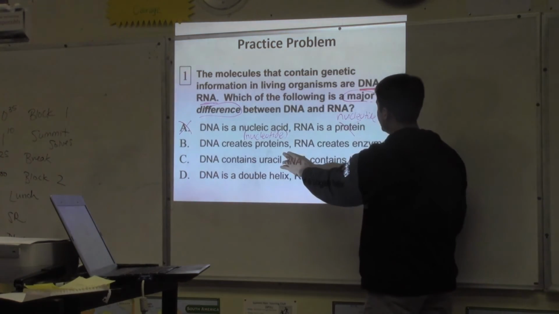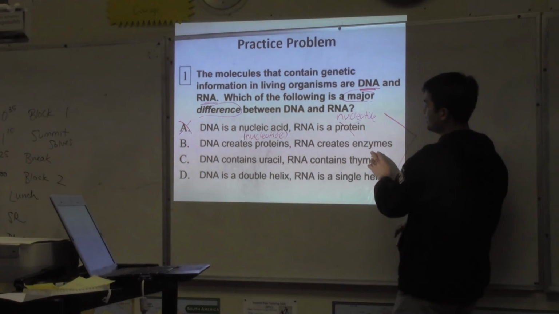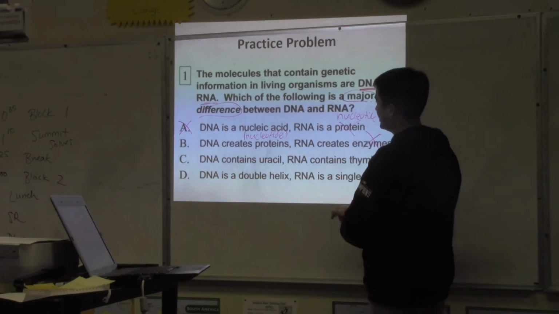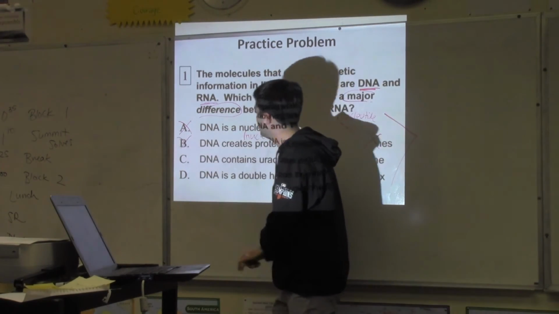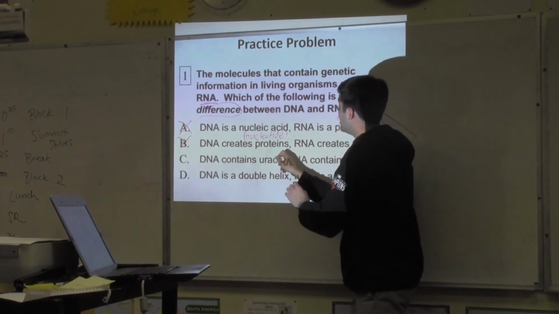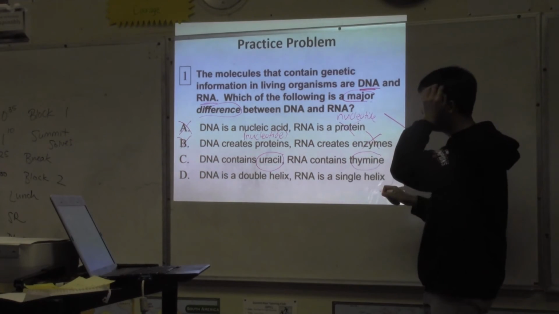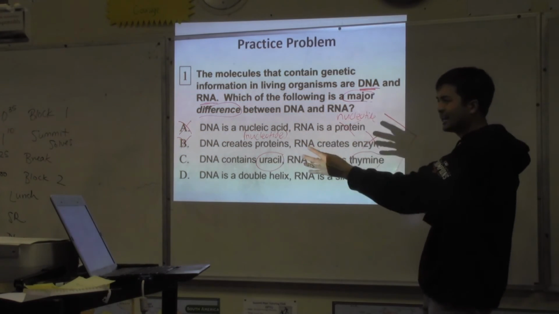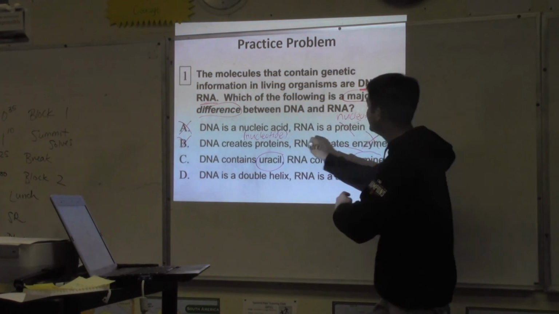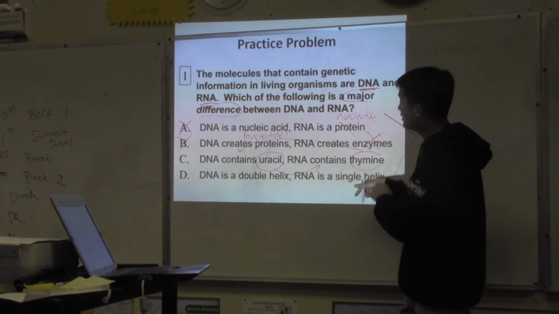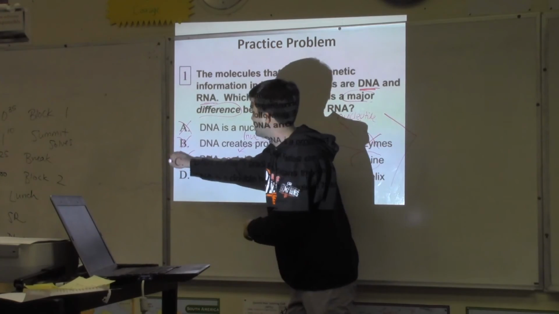DNA creates proteins, RNA creates enzymes. Okay, so once again, we haven't really talked that much about enzymes, so I think this must not be the right answer choice. We can probably eliminate that. DNA contains uracil, RNA contains thymine. This seems like it might be familiar, but I think it's actually the other way around. I think DNA contains thymine and RNA contains uracil. So this is like a trick answer. So make sure you eliminate this choice because that one's not the right answer.